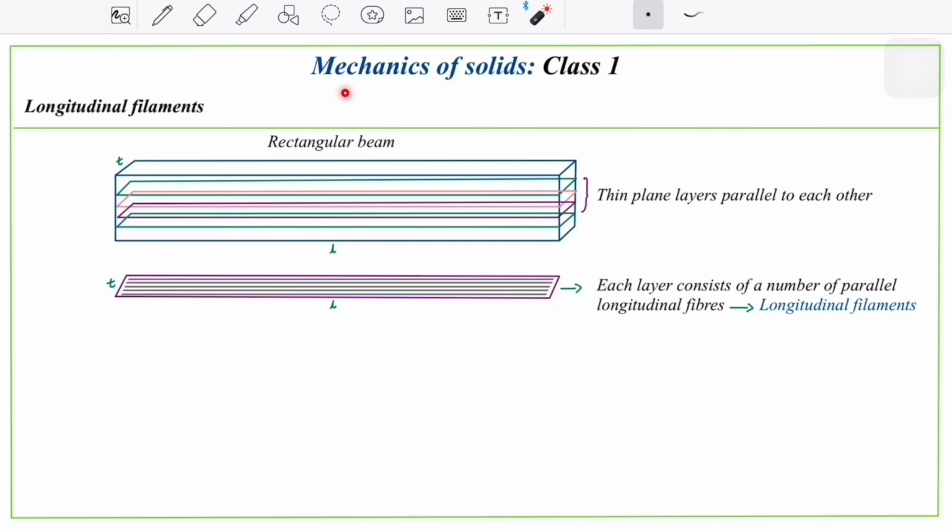Now let us understand the longitudinal filaments in a beam. Consider a rectangular beam. Now this beam is made up of a number of thin plane layers and they are arranged parallel to each other. That is, a rectangular beam composed of thin plane layers that are parallel to each other and arranged on top of each other. And consider one such layer.